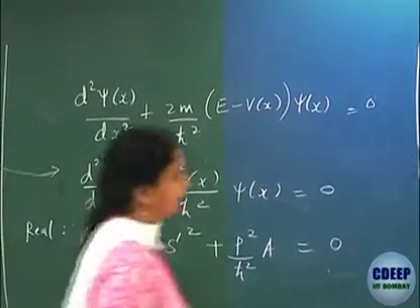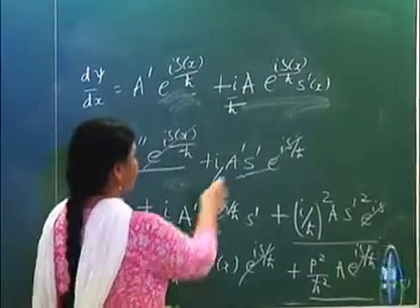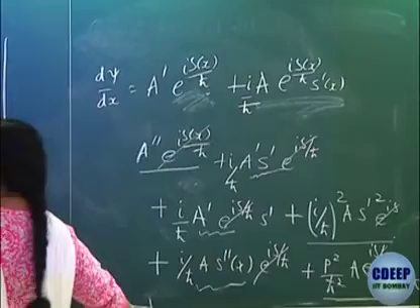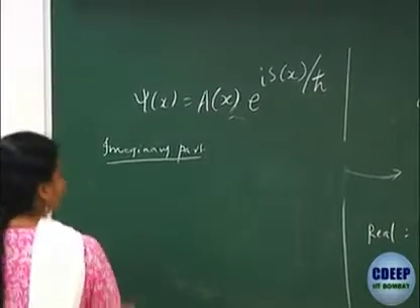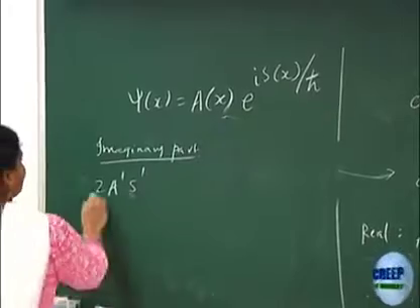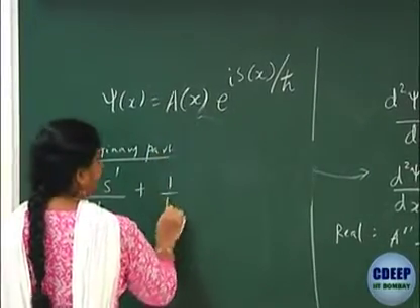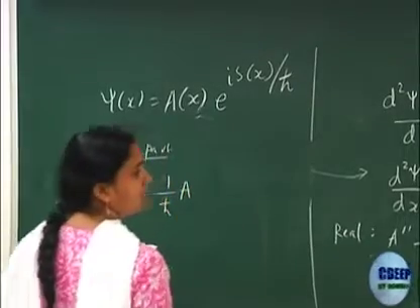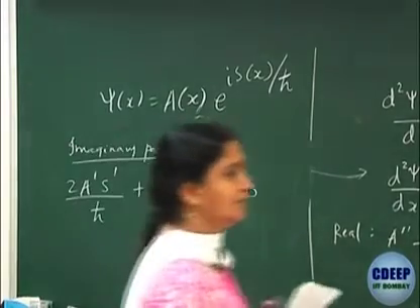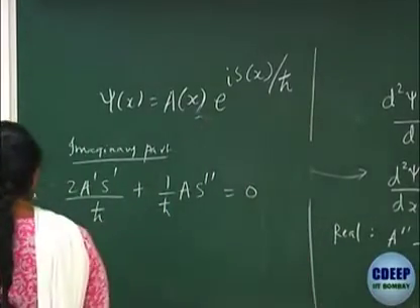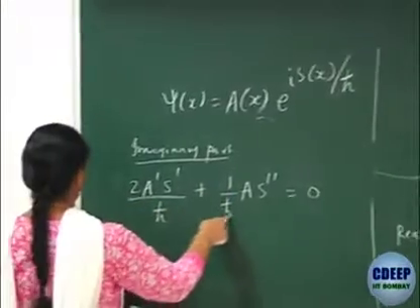What is the second equation? Second equation will involve this term and this term. These two can be grouped, one more term is there. So, let us add those two and write the imaginary part of the equation. It will be 2 A prime S prime over h cross plus, I anyway will remove the i, 1 over h cross A S double prime. Am I allowed to do this? Okay. So, there is 2 by h cross A prime S prime plus 1 by h cross A S double prime.